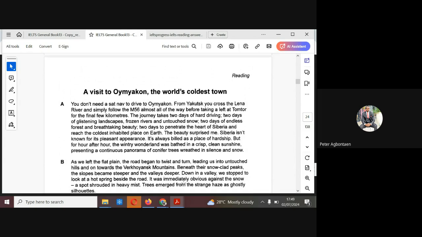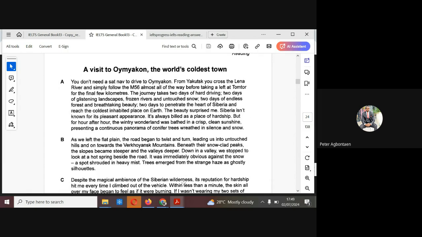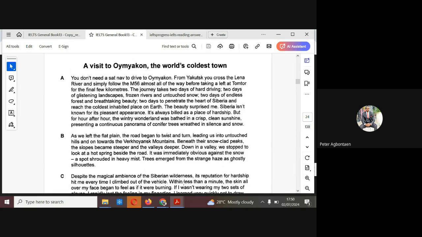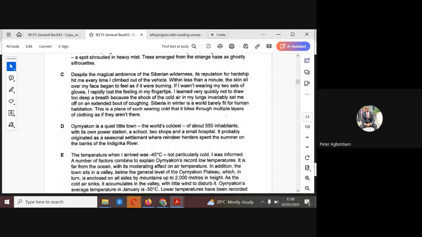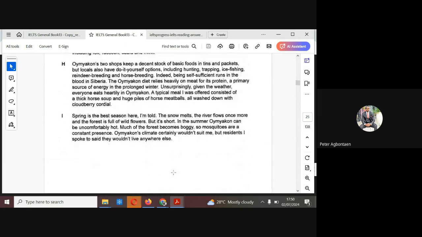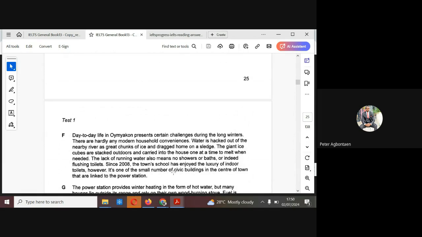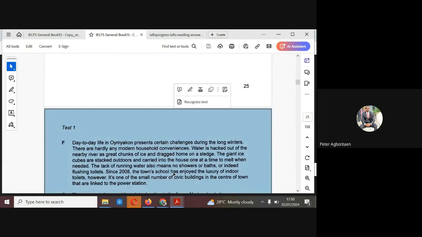And when it comes to paragraph headings match questions, what will happen is they will give you a passage like this one that you have on the screen. But the passage will be divided into different paragraphs and labeled accordingly. You see this passage, for example, you have paragraph A, paragraph B, paragraph C, paragraph D, all the way to paragraph I. So this is a passage divided into different paragraphs and labeled accordingly.